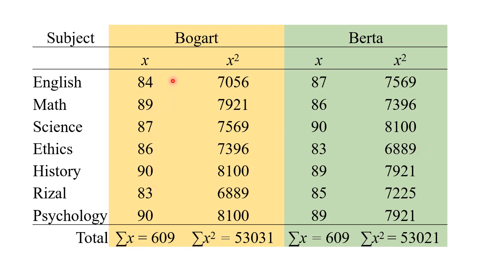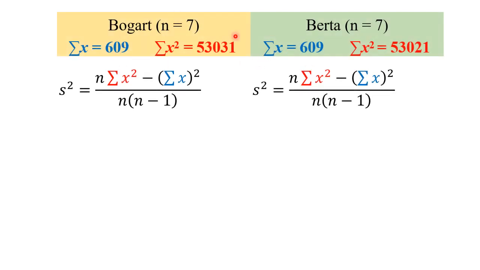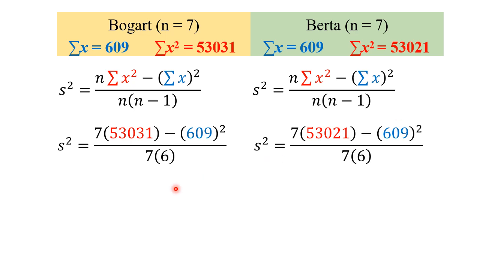So Bogart and Berta each have 7 grades. They have 7 grades from 7 different classes or subjects. So, using the formula, class, I'm just using the color coding here that we are going to plug into our formula. So this is the formula for the variance, class. Just to give you an idea of how we usually compute for this one.